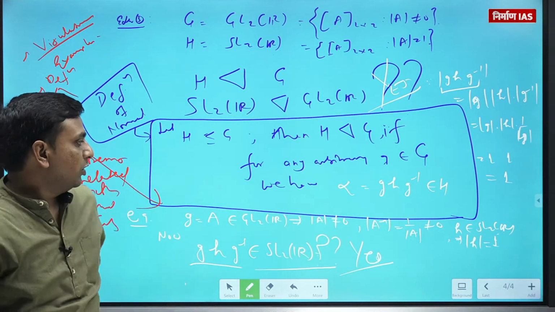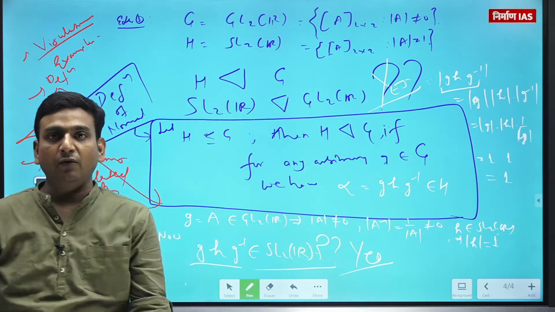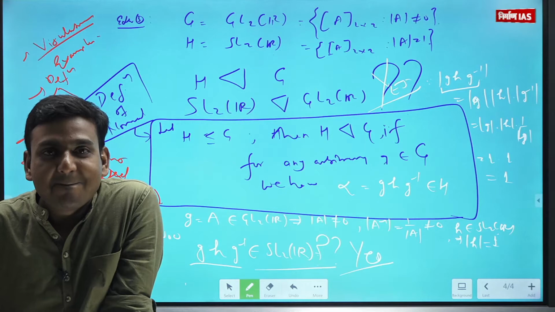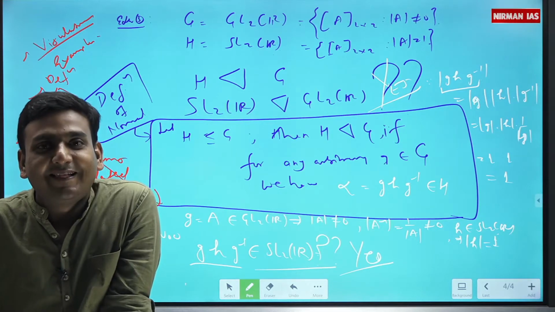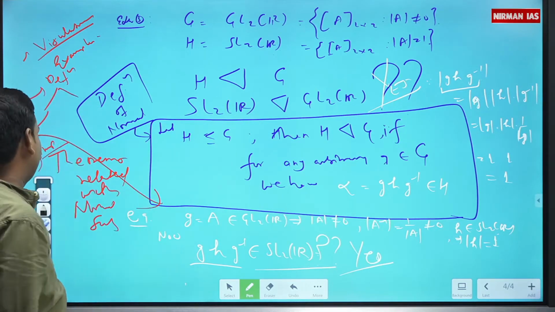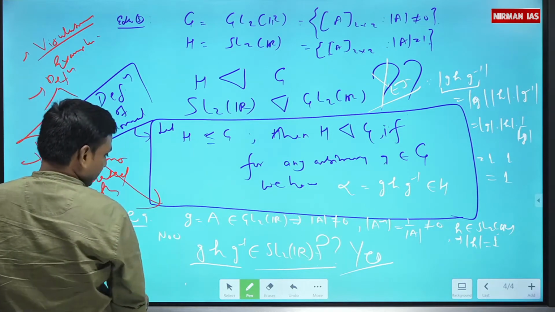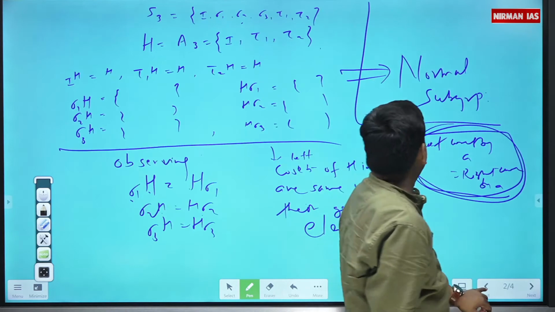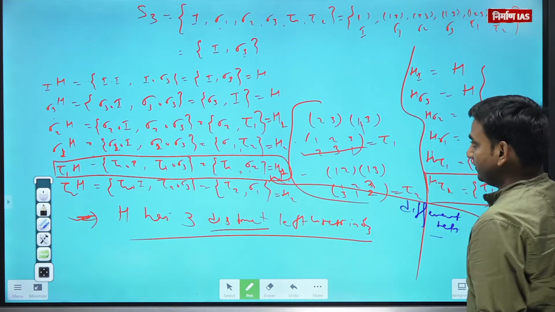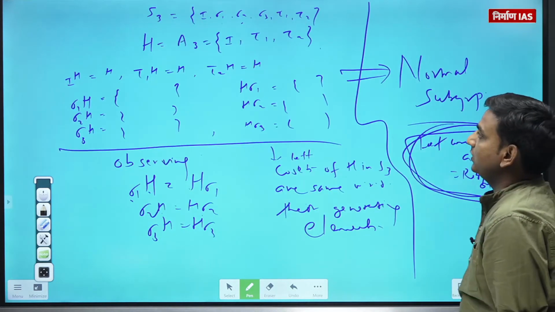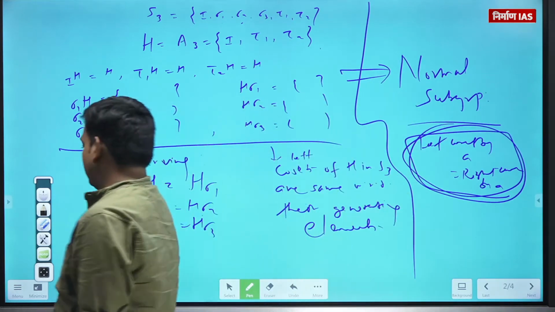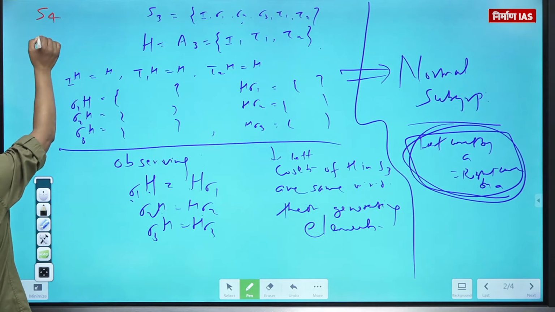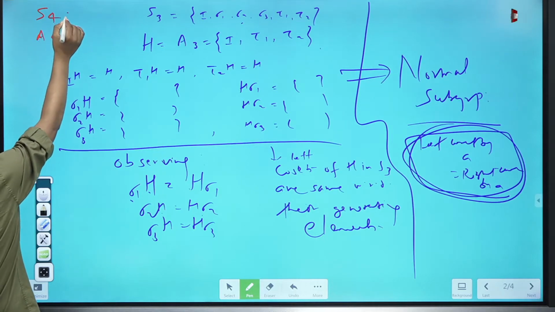Okay, one more thing. How many of you have written that A4, alternating group? Wrote? No. Chalo, I will write. No issues. Previously, कहाँ पे किया है? S3, A3. Okay, here I will write. In the same fashion, you can discuss about S4 and A4.